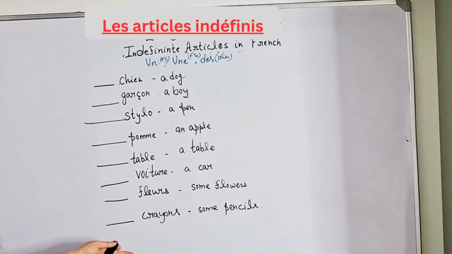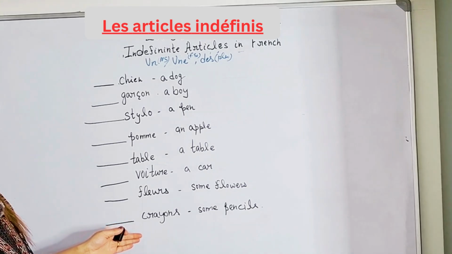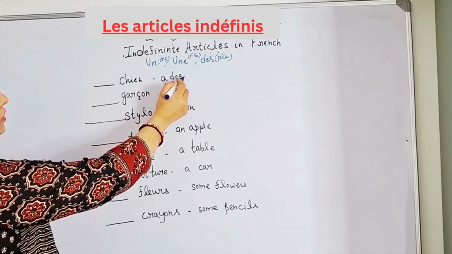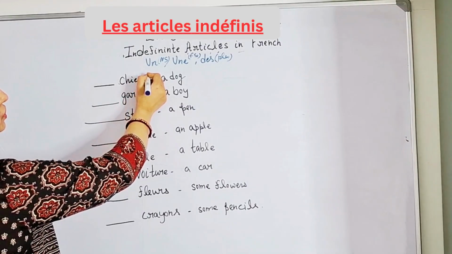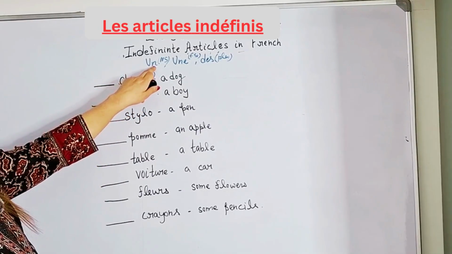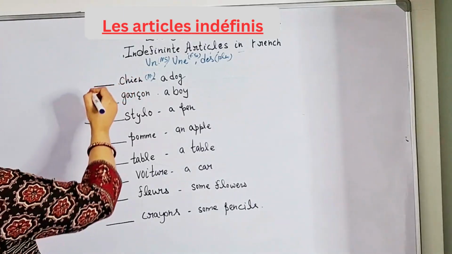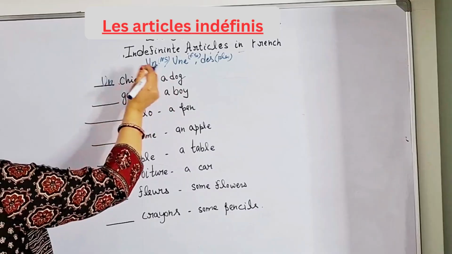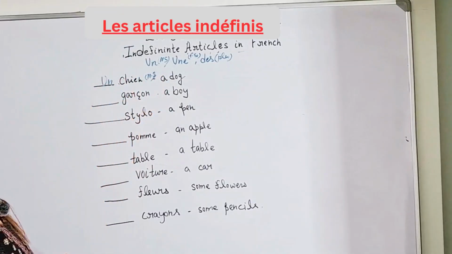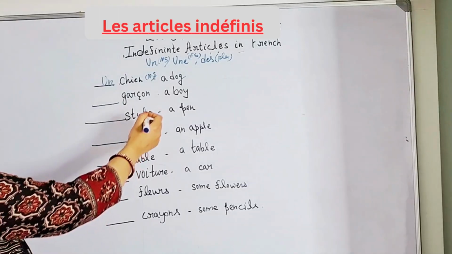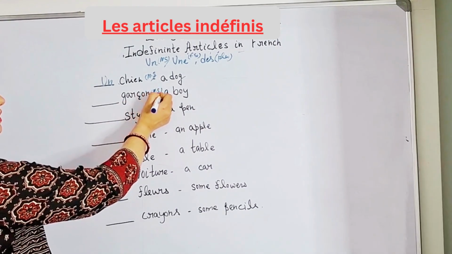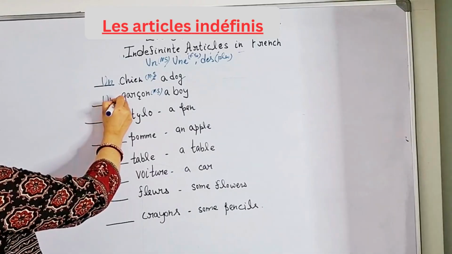Here there are some examples of indefinite articles. So let's understand what it is. Chien. Chien means dog. Chien is masculine in French. Now we will see the indefinite article un. Un chien, a dog, because it is singular and masculine. Next, garçon. Garçon means boy, and here it is masculine and singular, so un garçon.